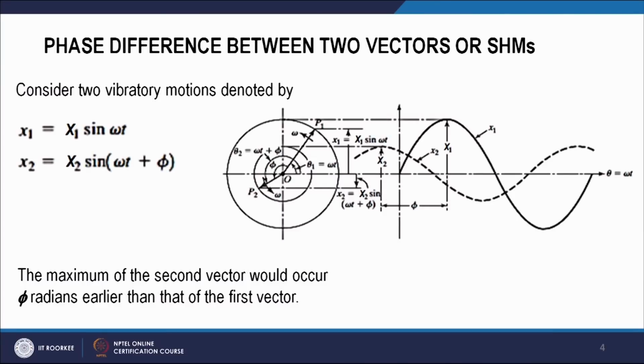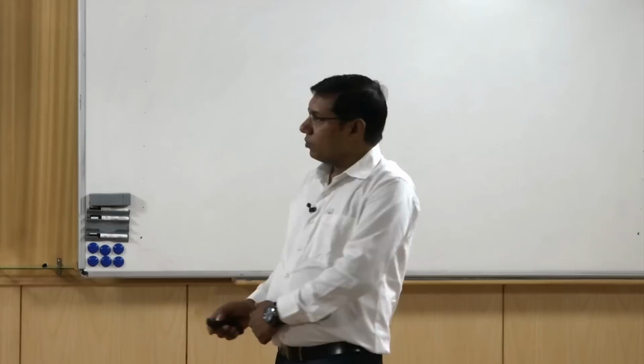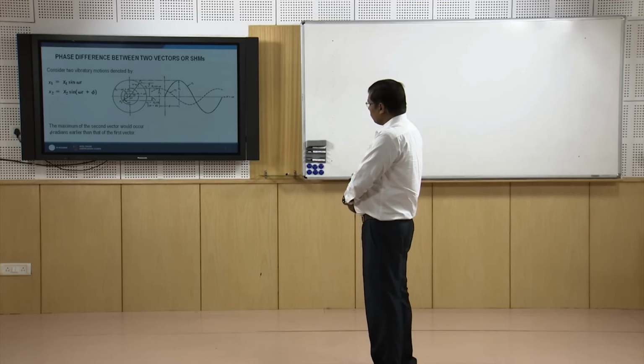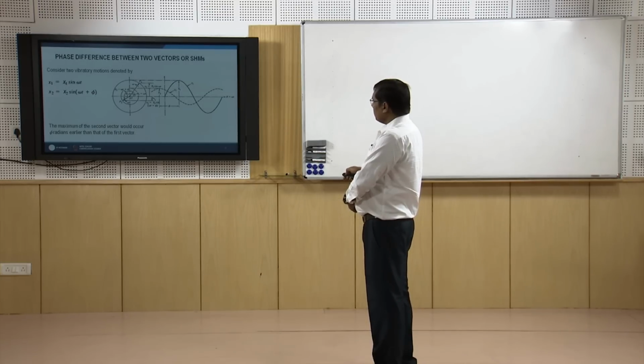So, x1 equal to X1 sin omega t. Here the small letter shows the overall function of this motion, and the capital X shows the amplitude of this simple harmonic motion. Then we have the second motion x2, that is X2 sin(omega t plus phi). So, these two motions have different amplitudes and there is a phase difference. So, this motion x2 is leading x1 by phi radians.